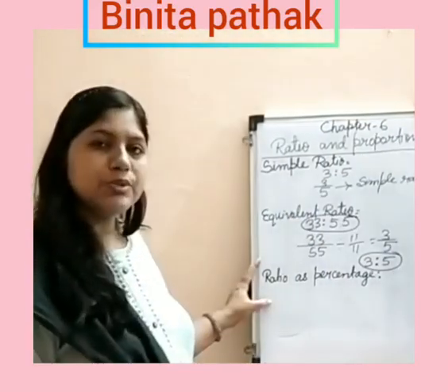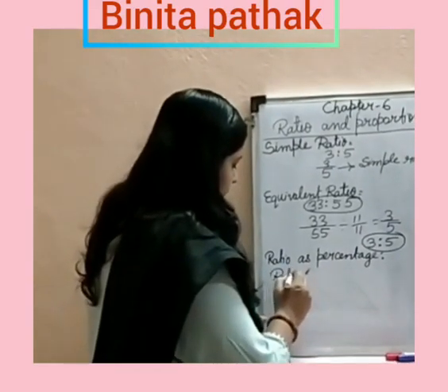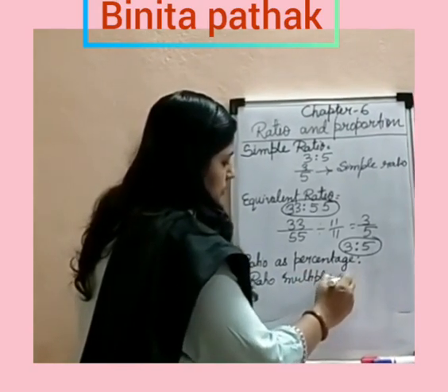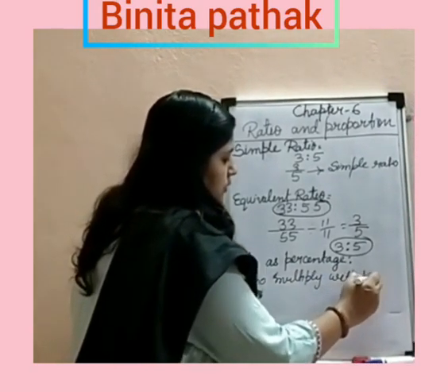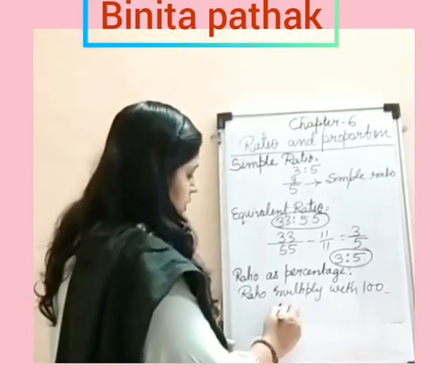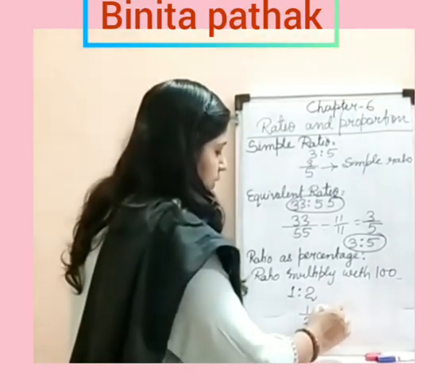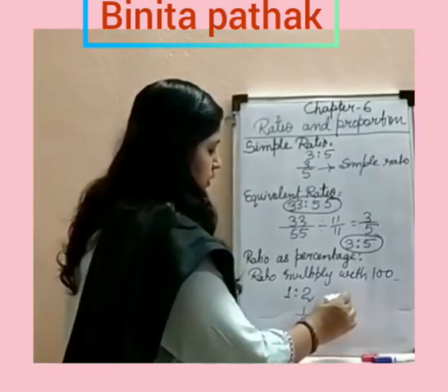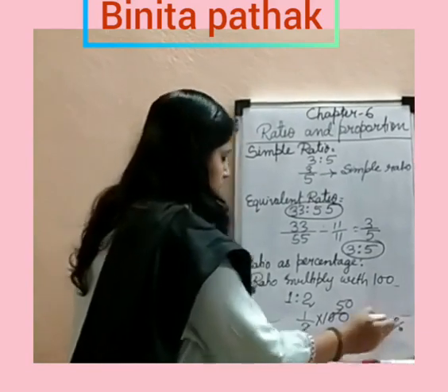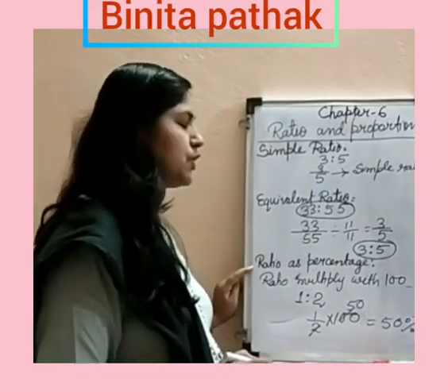Now ratio as percentage. If ratio is multiplied with 100, this will be ratio as percentage. Suppose the ratio is given 1:2, then 1 upon 2 multiply by 100. Cancel this number by 50. So 50 into 1, it is 50%. So here 3 points we have completed: simple ratio, equivalent ratio, ratio as percentage.